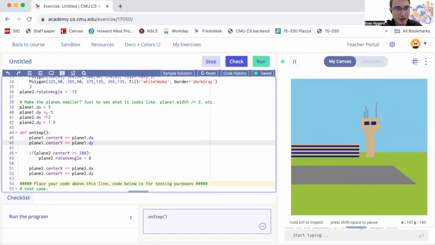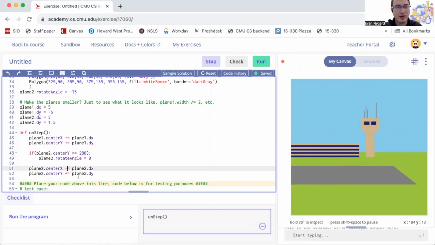So plane2.dx is equal to 2, and plane2.dy is equal to 1.5. If we run this, plane 2 is moving down still, which is the way it should be with the solution, but it's moving to the left in the solution, and to the right in the canvas. So why does this happen? It happens because plane2.dx is equal to 2, and we add this. What we need to do is either subtract this, or make this negative.